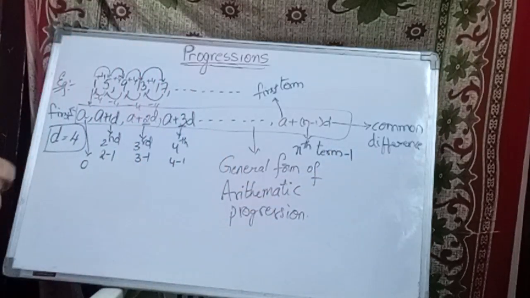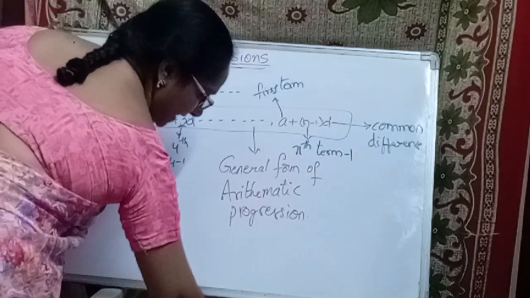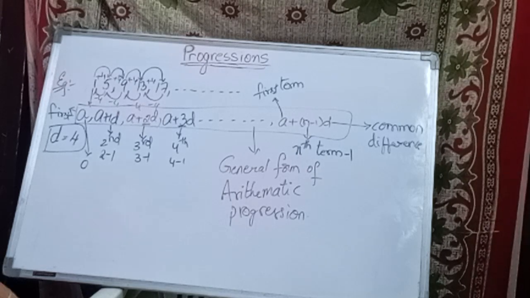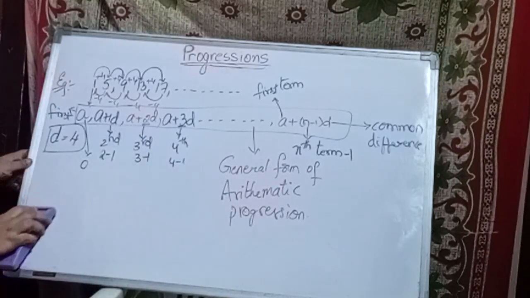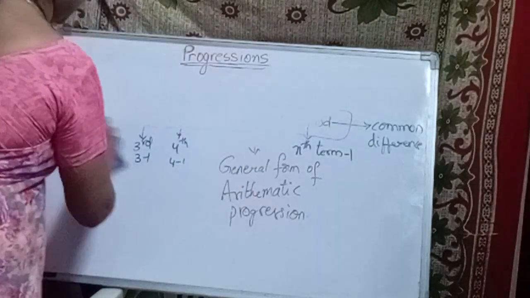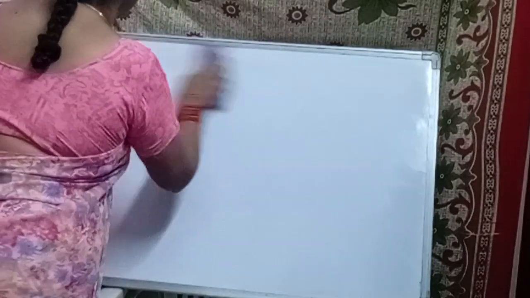Okay, understood? This is all about arithmetic progression, which is one of the types of progressions we have seen till now. Okay, understood? This is all about progression, arithmetic progression. General form, first term, common difference, nth term, and all we have seen, right?